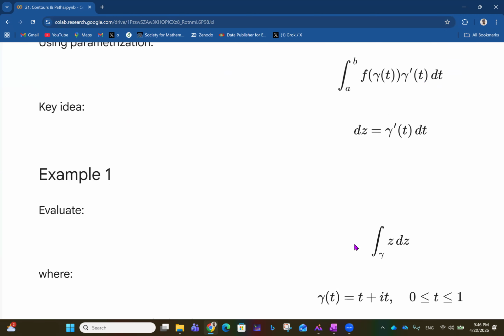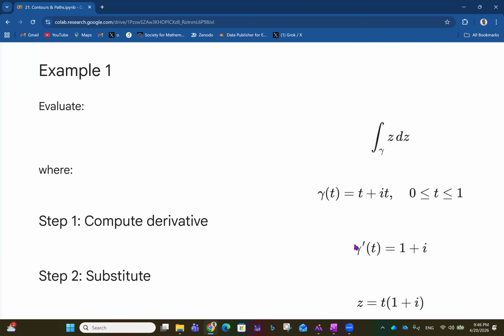So example one now, we have to evaluate the integral of z dz over gamma, where gamma of t equals t plus it, and t is from 0 to 1. So first thing is to compute the derivative of this gamma of t, which is t plus it. So gamma prime of t, that's differential with respect to t, that's 1 plus i.